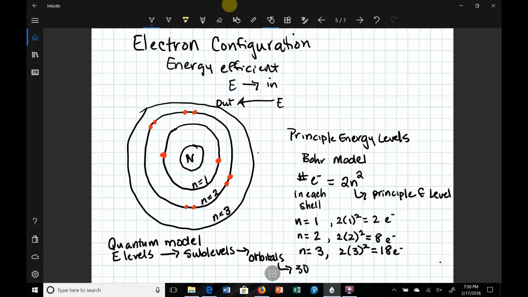So it's a three-dimensional probable location for electrons in a given orbital or in a given, let's say, sublevel. Now, the farther we move away from the nucleus, the electrons are higher and higher energy.